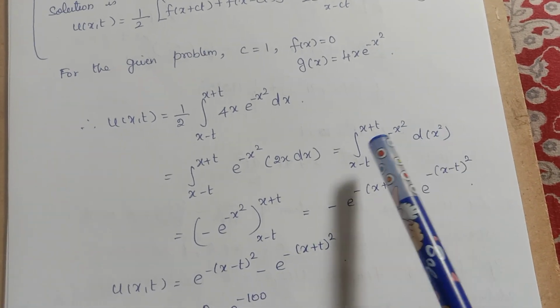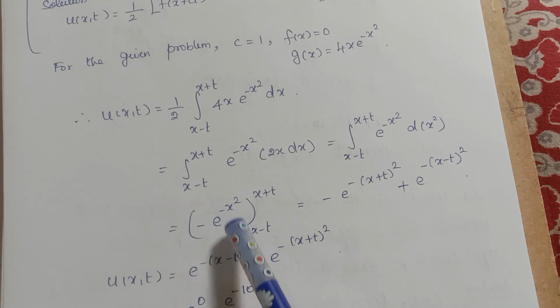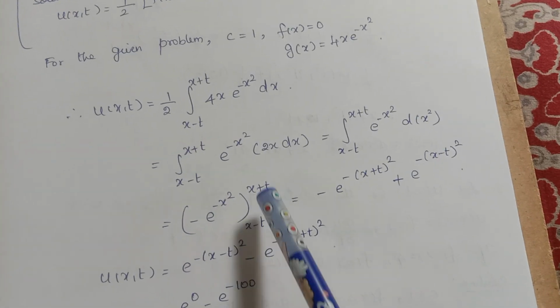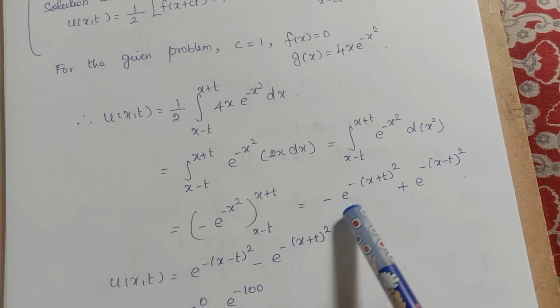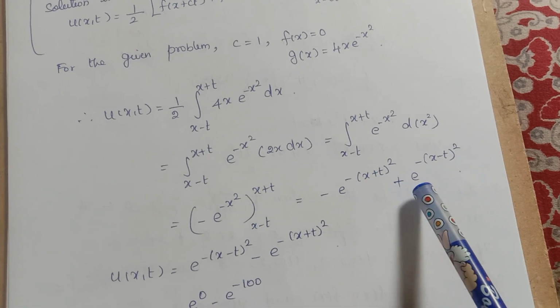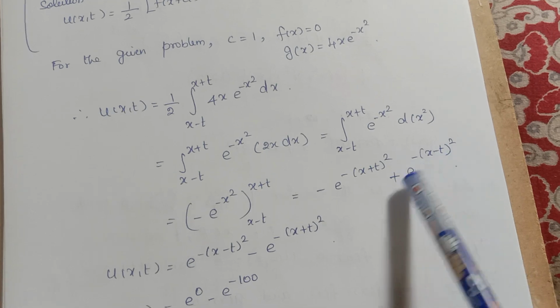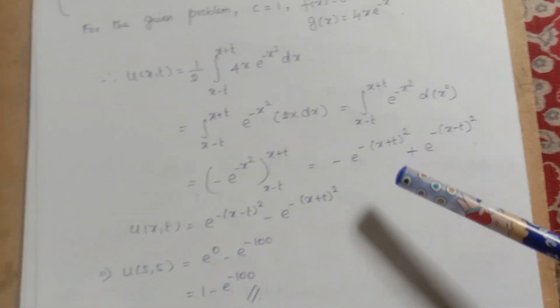So the integration is minus e power minus x square within the limits x minus t to x plus t. If I substitute the limits, minus e power minus (x plus t) the whole square plus e power minus (x minus t) the whole square. So this is the solution for the given equation.